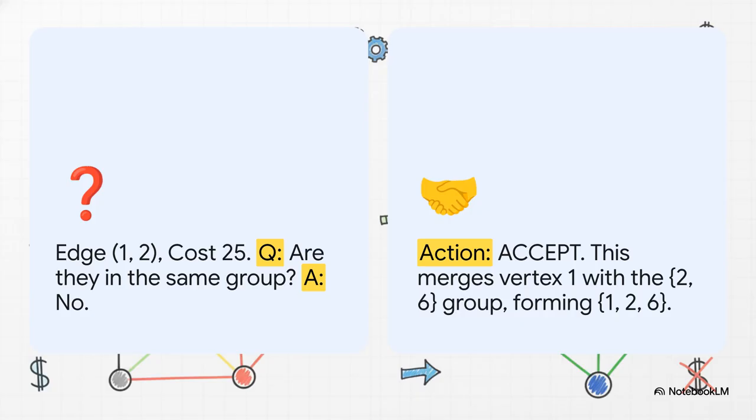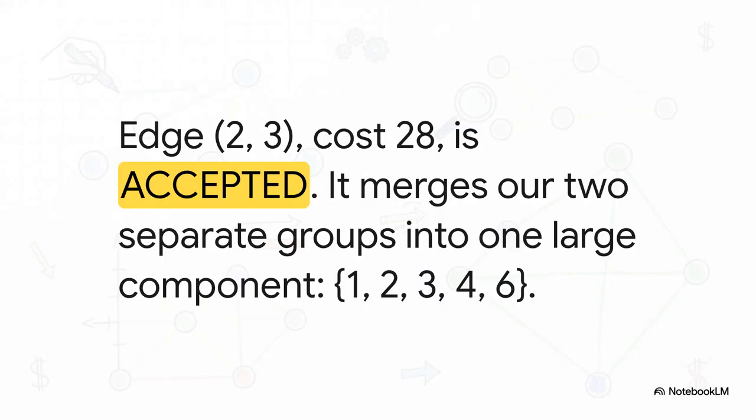The next edge is between 1 and 2, and it costs 25. So, is building 1 already connected to building 2? Well, let's see. We know 2 is in that 2-6 group, but building 1 is just out there on its own. So, no, they're not in the same group. We accept this edge. And what this does is it merges building 1 into that first group. So now we've got one big group, 1, 2, 6, and our other group, 3, 4, is still just hanging out by itself.